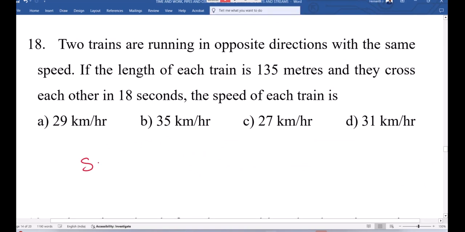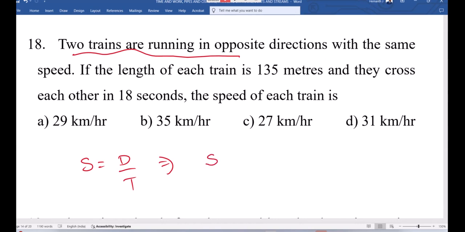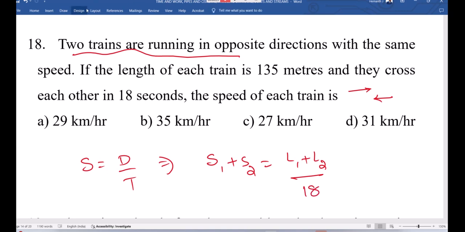Question: we need speed. Speed is distance by time. As these two trains are moving in opposite directions, speeds must be added, first train plus second train. When two trains are crossing each other, they are exactly at the same position. So the distance will be the length of train 1 plus the length of train 2. Timing is given as 18 seconds. In the question, both trains' speed is the same, so 2s. Both trains' length is the same, so 2 into 135. Timing is 18. These two will get cancelled. So speed is in meters per second.